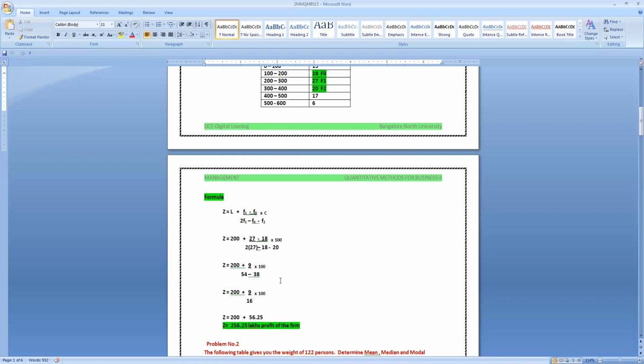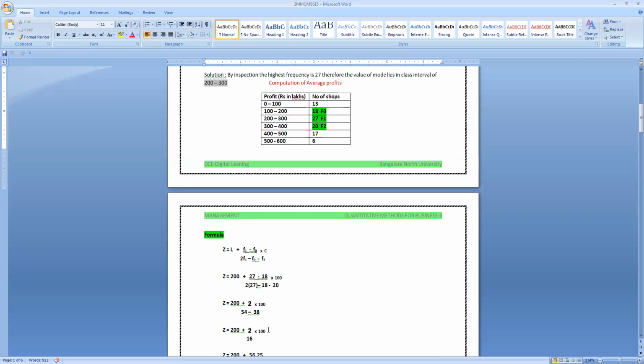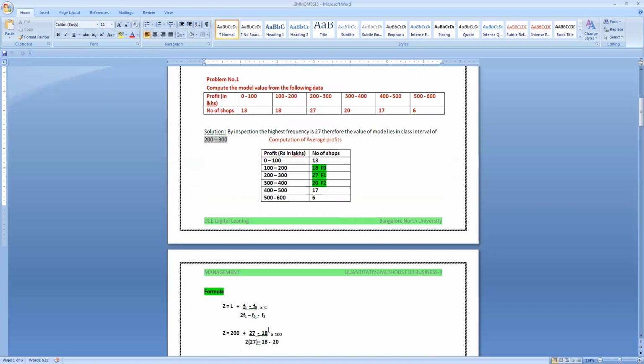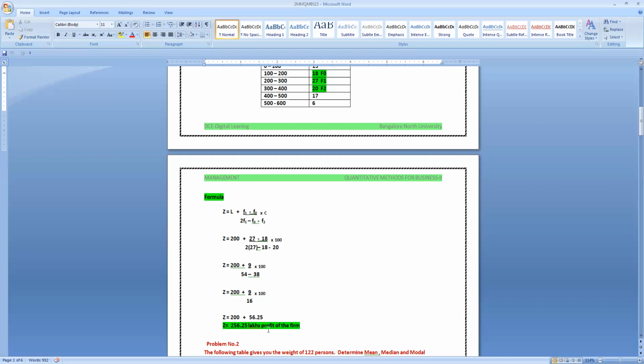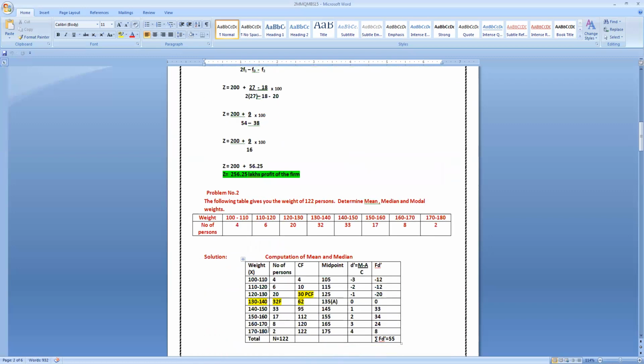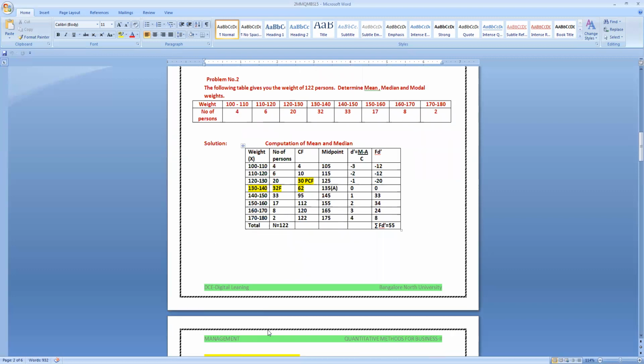First we calculate the value of only this part: 9 by 16 into 100 is 56.25. Then we add this to the value 200 to calculate the mode. That is, Z equals 256.25 lakhs of profit of the firm. Therefore, the average profit earned by the shops is 256.25 lakhs of rupees. This is how we calculate the value of mode under the formula method. Let us see the second question.